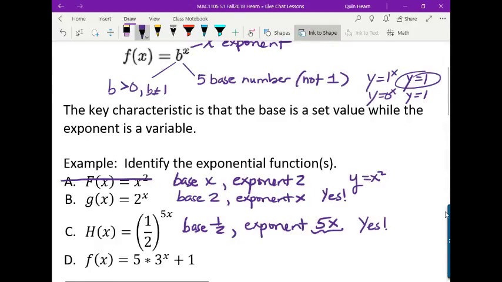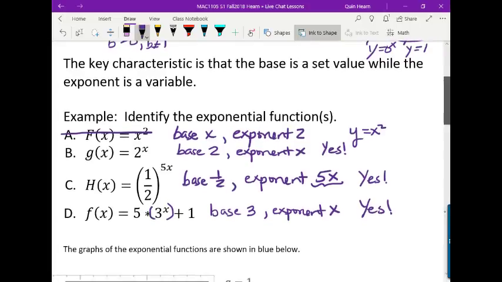All right, now let's look at part D. For part D, you can see that there's an exponential expression here, 3 to the x. It is being multiplied by 5, and then 1 is being added to it. That's okay. So this is considered an exponential function. We have a base of 3, and the exponent is x. What's happening is we're just performing transformations on this function. So it's still an exponential function, but we're just adjusting it a little bit. So this is actually, yes, considered an exponential function.